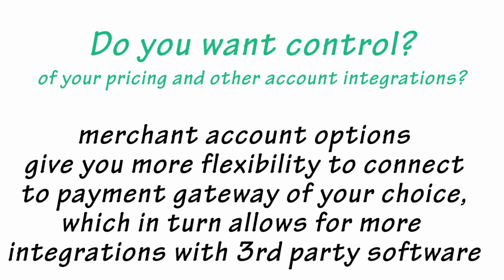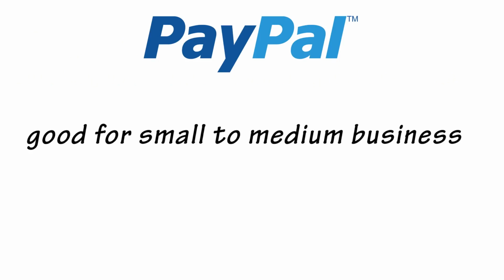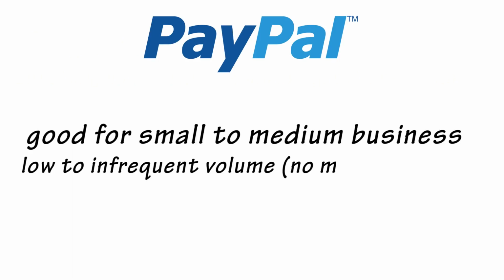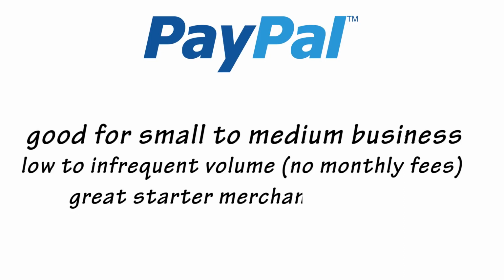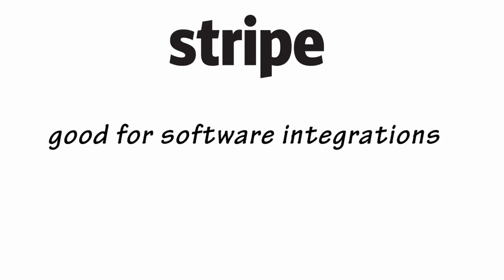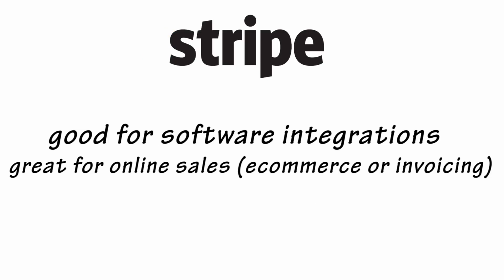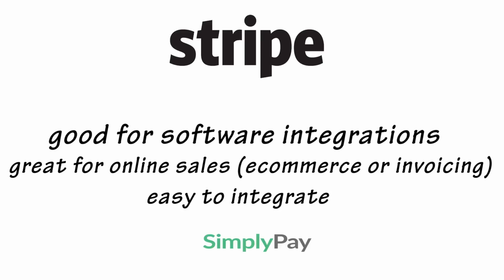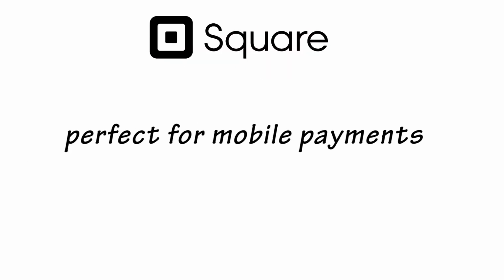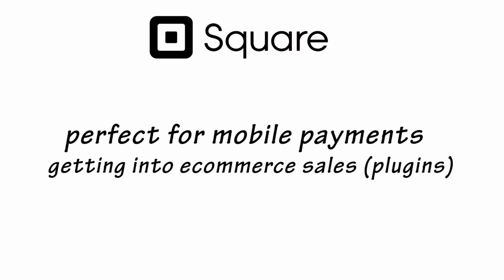In the end, each aggregator has its strong points in the marketplace. PayPal's a good solution for small to medium-sized businesses doing somewhat low or infrequent volume, and it's a great starter merchant account. Stripe has its niche with businesses that want to take payments exclusively online or through their API integration with an invoicing service like Simply Pay or Invoiced. And Square has carved out its corner of the market with the mobile payments option, although they are, at the time of this video, breaking into the software integration to make e-commerce payment processing possible.